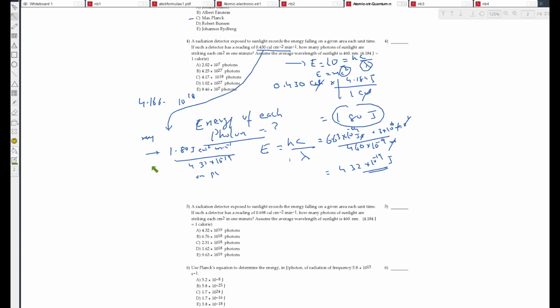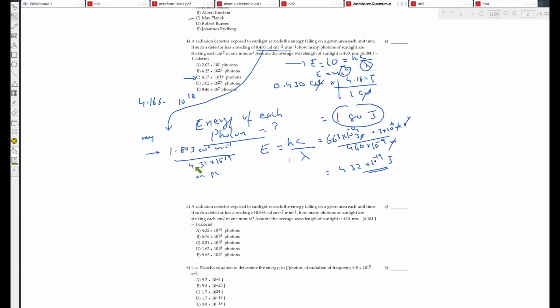So what is the correct answer now? 1.36 times 10 to the 17. No, not 17. It's power 18. Yeah, 4.17. You're right, but 10 to the power 18. This one is the correct answer. Well, I didn't do it correctly. So I wrote down 1.80 divided by this.